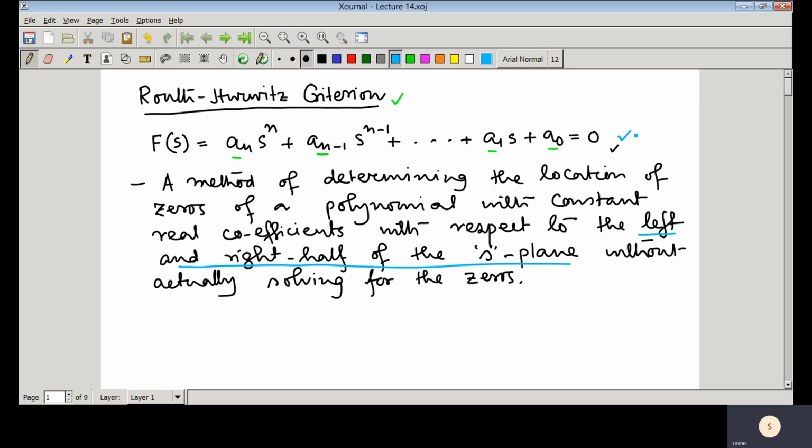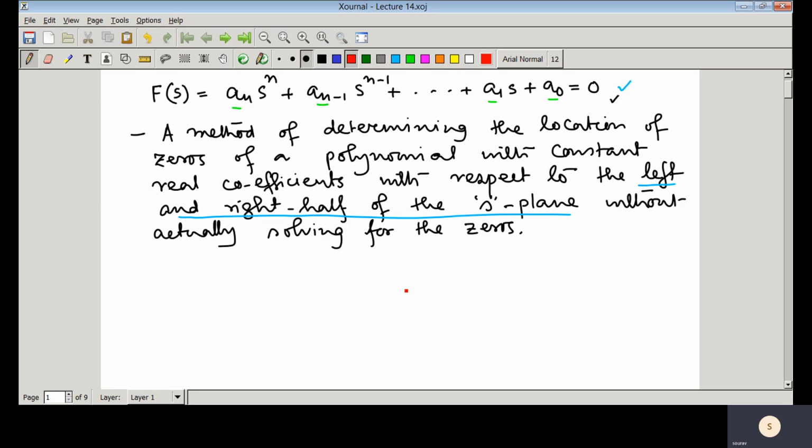Without solving this characteristic equation, this is the method by which we can say whether roots are on the left or the right half of the S-plane. This is the S-plane, here sigma, this is j omega. The Routh-Hurwitz criteria tells us whether poles are on the right half or left half of the S-plane.